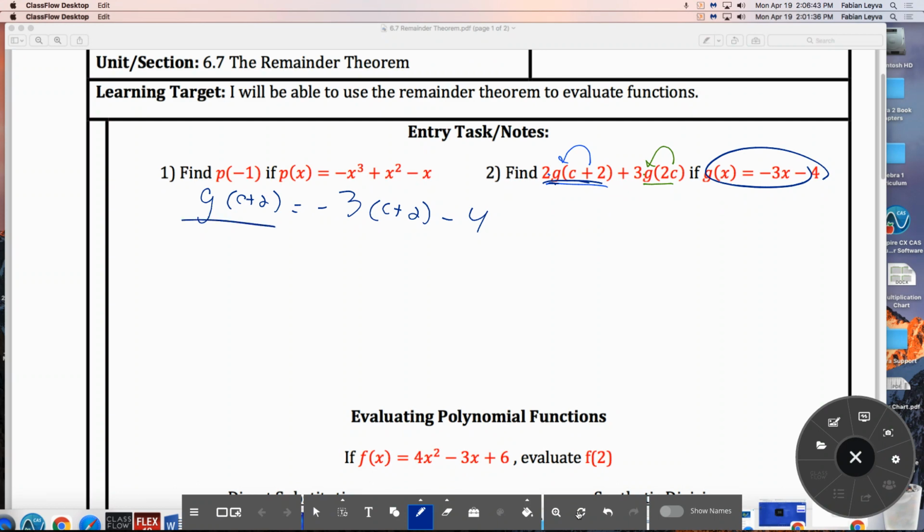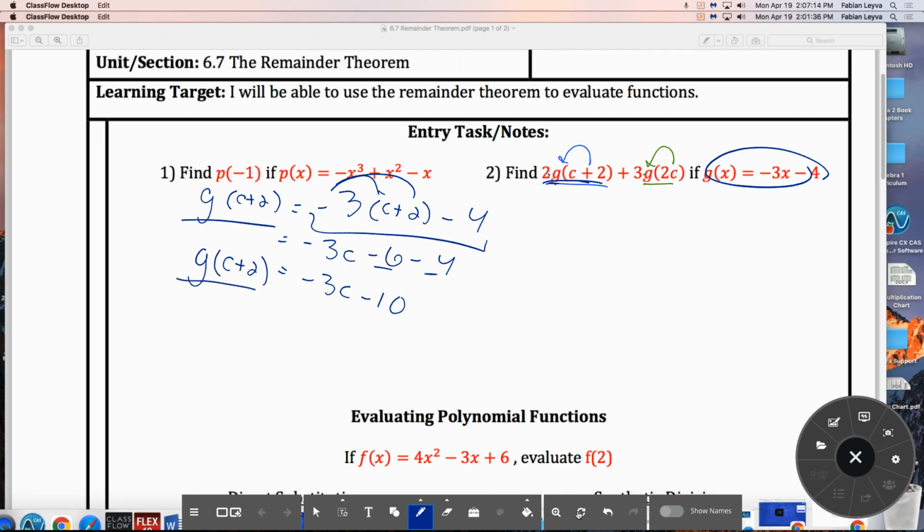You are looking for g of c plus 2. This is what it equals. Starting with PEMDAS, is there any work to be done inside these parentheses? No. Are there any exponents? No. Is there any multiplication? Yes, because you're going to distribute that negative 3. This becomes negative 3c minus 6 minus 4. Now, is there any addition or subtraction? Yes, because you can combine negative 6 and negative 4, which equals negative 10. So you now know that g of c plus 2 equals negative 3c minus 10.